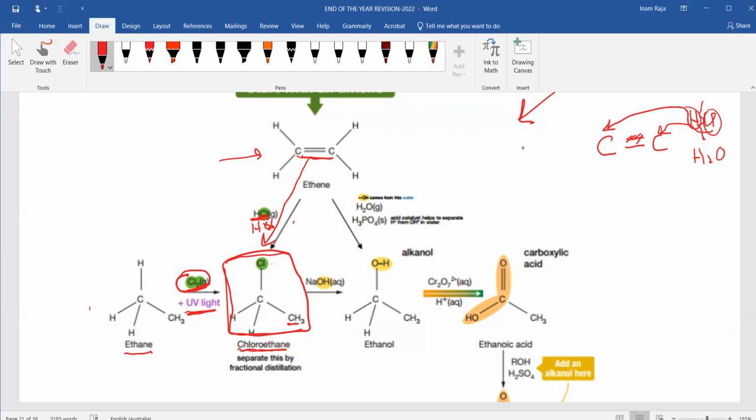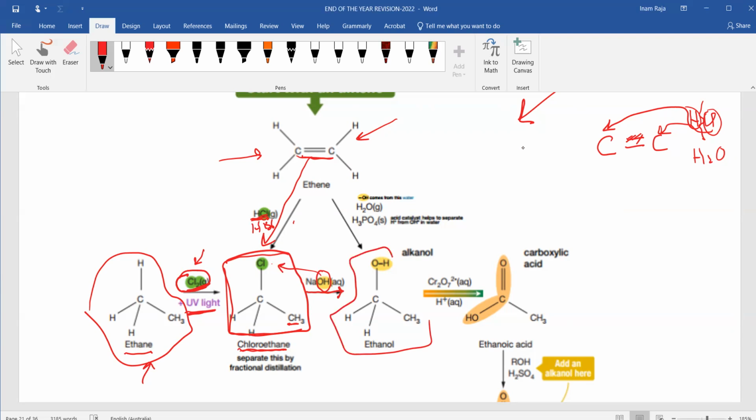Second is that you start with ethane and add chlorine gas with UV light. Depends what the question says. If the question asks you to start with alkane, you start from here. If the question asks you to start from alkene, start from here. Now once you have haloalkane, you react with sodium hydroxide. The OH will replace chlorine and you get alcohol.